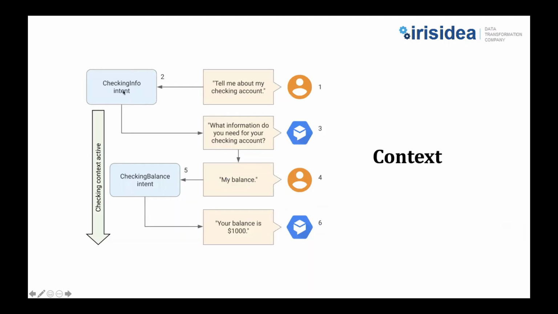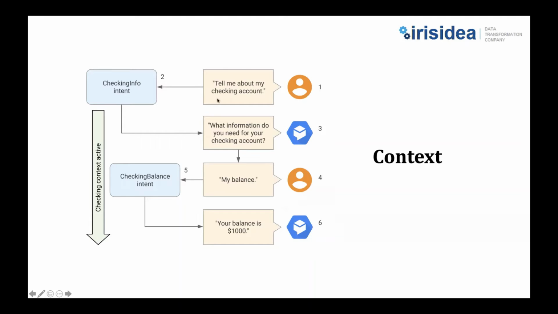Now if you see here, let's say the user starts from here: tell me about my checking account. Checking info is the intent. Then the next step is the bot responding: what information do you need for your checking account?